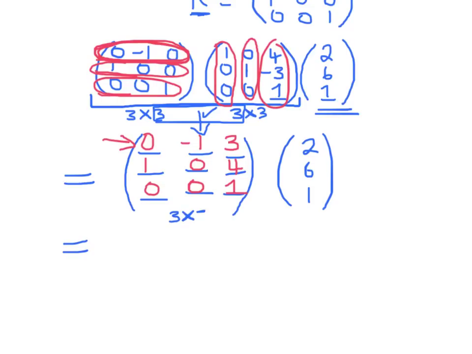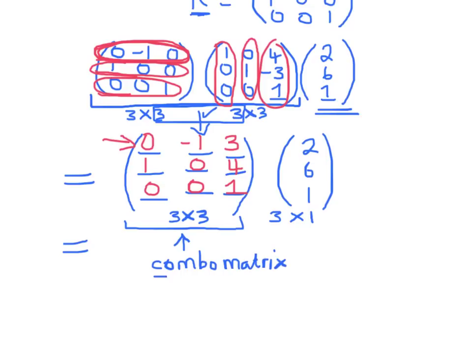This is a 3 by 3 multiplied by a 3 by 1. Now before I do the multiplication, let me identify this matrix here as what we call the combo matrix. It represents a combination of transformations. In this case, it represented two particular transformations, a translation and a rotation together, and it will implement both of them on 1 or 2 or 3 or as many points as you like.